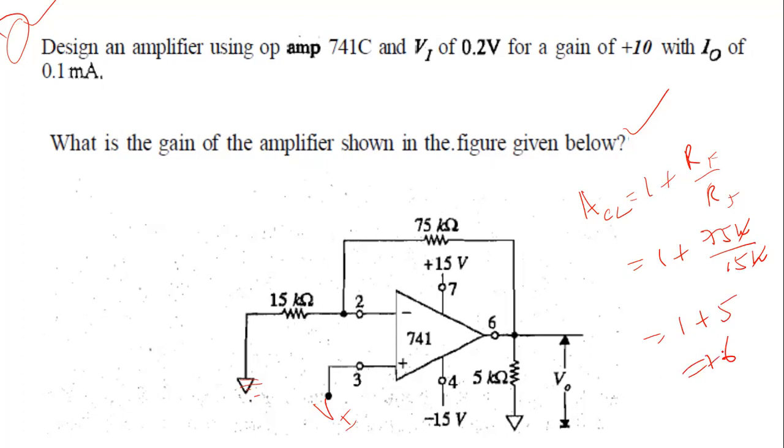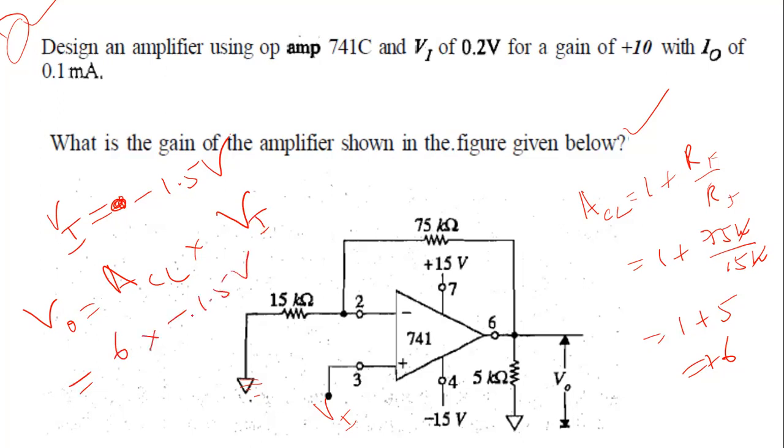If your input signal VI is minus 1.5 volt, the output will be the closed loop gain times the input signal. Here your gain is plus 6 into minus 1.5 volt. Therefore, your output will be 6 into 1.5, that is minus 9 volt. There is no flipping of the sign of the signal supplied to this op-amp. If you supply a negative voltage, you get a negative output voltage.